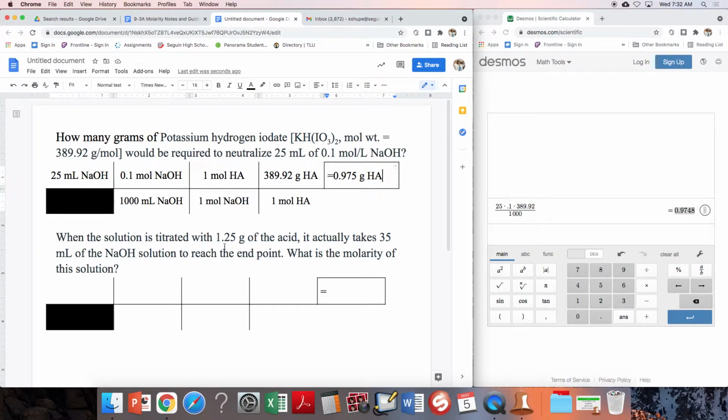So we're going to start with our grams, because the 35 milliliters requires a molarity to do stoichiometry, and hey, guess what? We're looking for molarity. So we'll start with our grams of my acid.